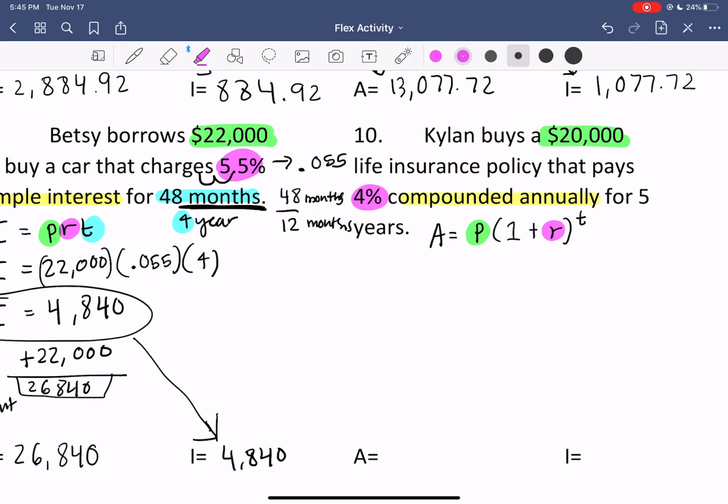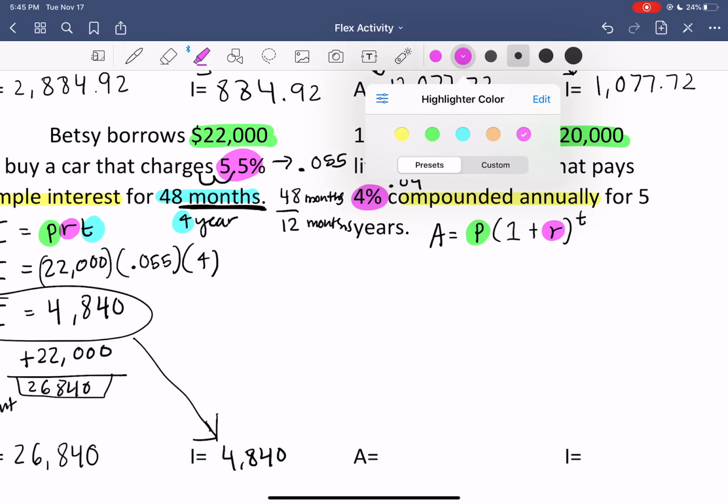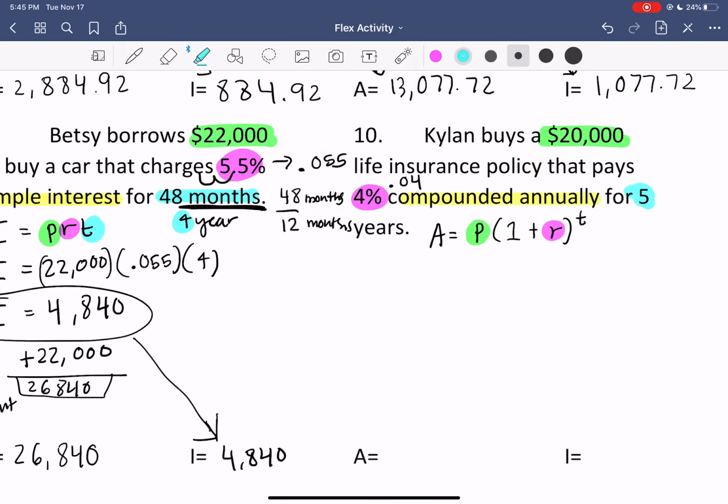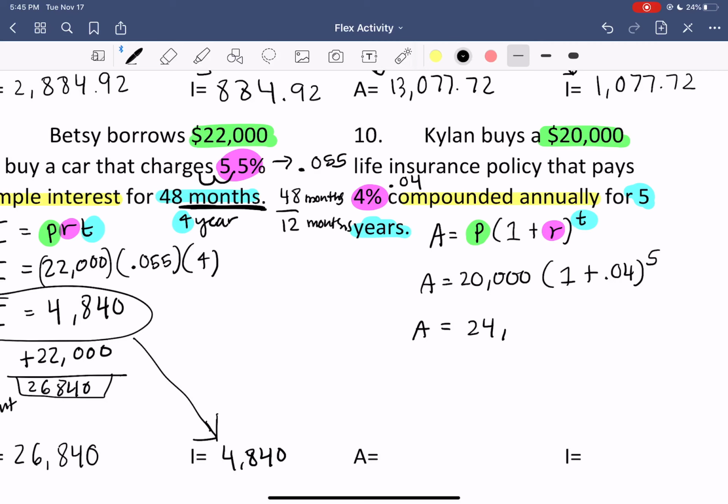We have the rate, which is 4%, which again we have to divide by 100, so it's going to be 0.04. And we're going to have the time, which is 5 years, so we're good there. When we substitute those in, we'll go 20,000 parentheses 1 plus 0.04 to the 5th power. So that gives us A equals $24,333.06.